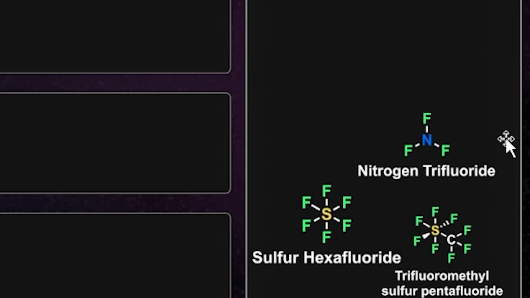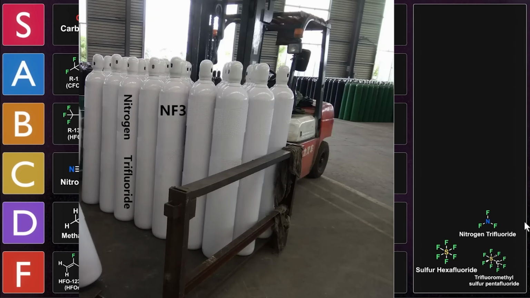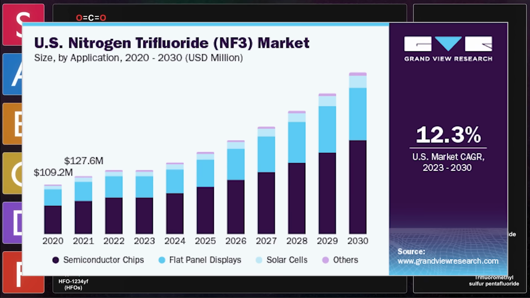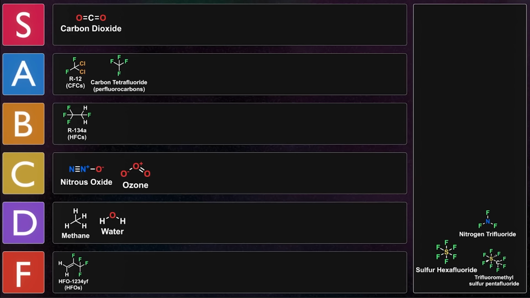You might be surprised to see a nitrogen bonded to a fluorine. This is nitrogen trifluoride. Nitrogen trifluoride has seen increasing use in the electronics industry, particularly in the manufacture of semiconductors and flat panel displays. While nitrogen trifluoride is less prevalent in the atmosphere compared to other greenhouse gases, its use is growing due to the expansion of electronic device production.